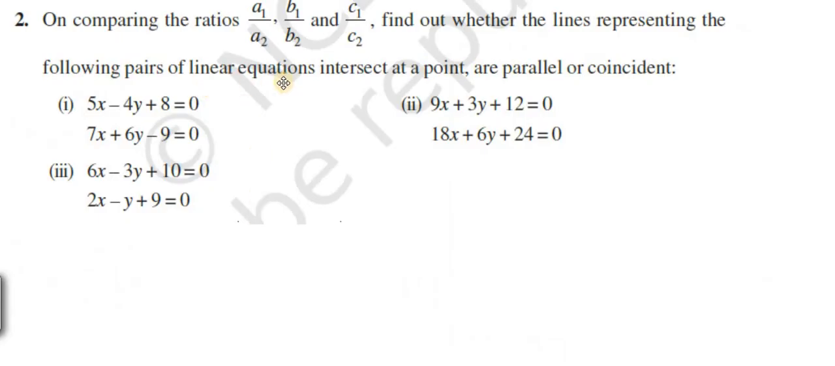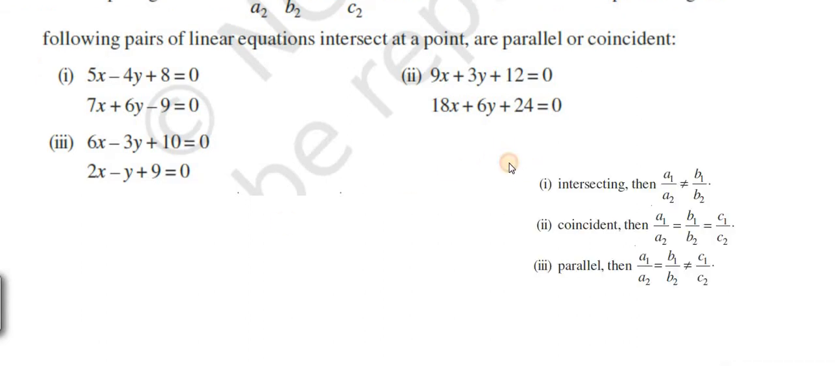Now the second one. So on comparing the ratios a1 by a2, b1 by b2, c1 by c2, find out whether the lines representing the following pair of linear equations are intersecting, parallel, or coincident. So I think you remember that I gave you a table, right? In that, if a1 by a2 is not equal to b1 by b2, then it's an intersecting line.